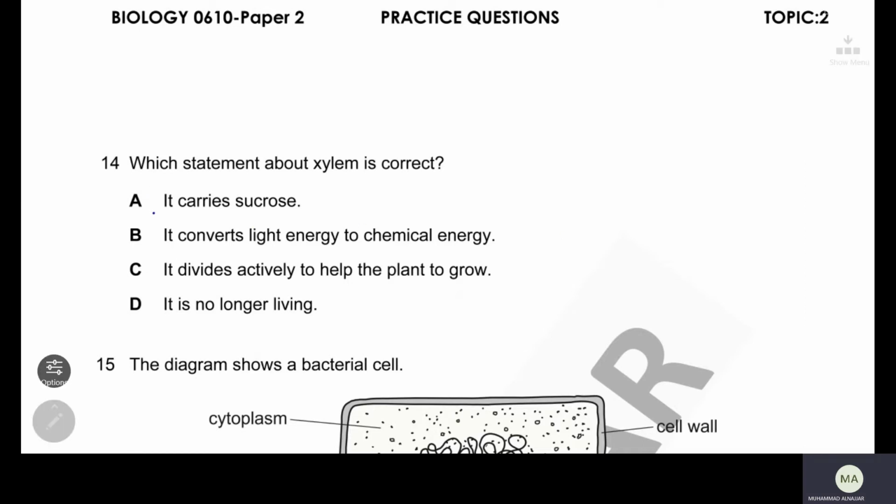Number A, it carries sucrose. Sucrose, we will take this in chapter number 8, transport in plants. Sucrose is being carried by the phloem, not the xylem. So we'll exclude this. It converts light energy into chemical energy. Surely it's not, because this is typically the function of the chloroplast.